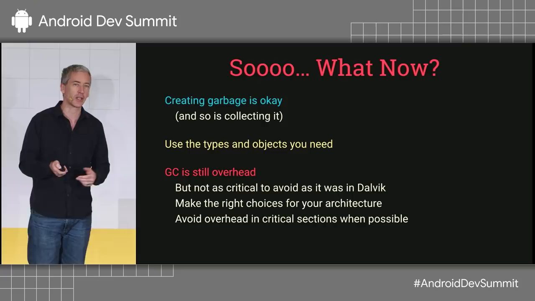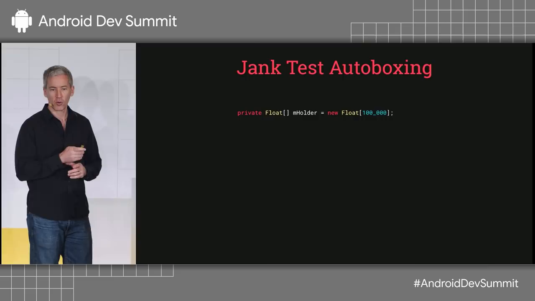All right. So I wrote a simple application to showcase some of the jank that you can see because of allocations and collections. In this, during the onDraw, I would call out to a method to run some stuff. And in this case, we're going to test autoboxing. So we have an array of 100,000 Float objects, capital F Float.